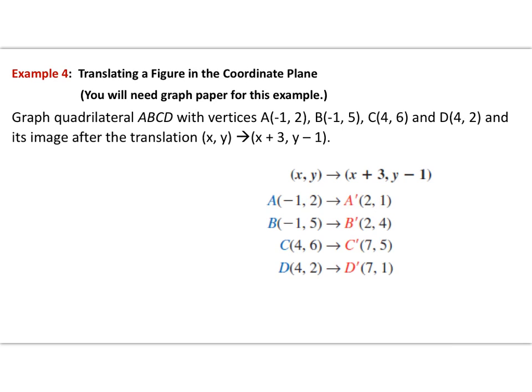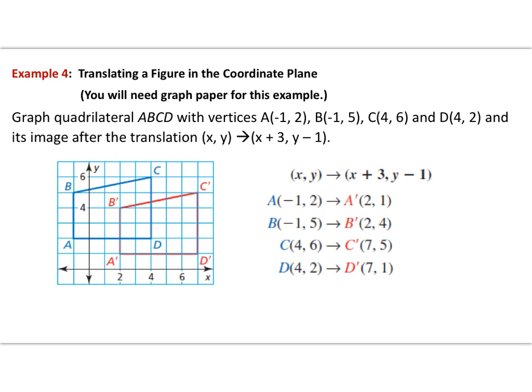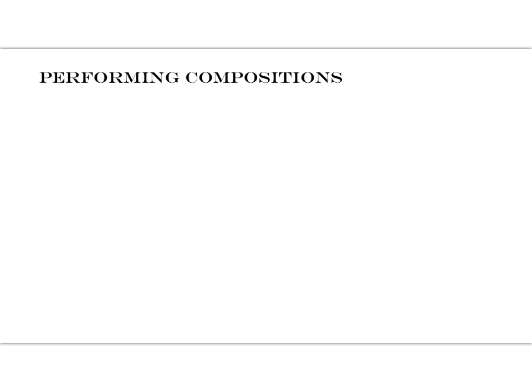So you can do it by hand, just plugging in the x and y coordinates to use the rule, or you can also graph it and translate 3 to the right and down 1. All right, next let's take a look at how we perform compositions. Before we do that, let's identify some vocabulary. The first one is rigid motion, which is also known as isometry. This is where we preserve length and angle measure.